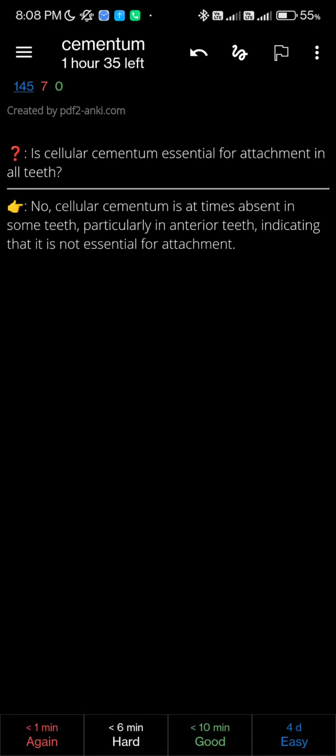Is cementum essential for attachment of all teeth? No. It is absent in some teeth, particularly anterior teeth, so it is not essential for attachment.